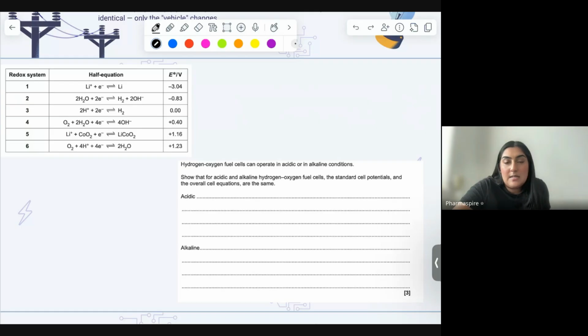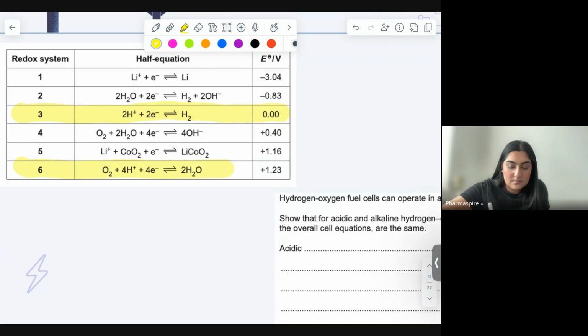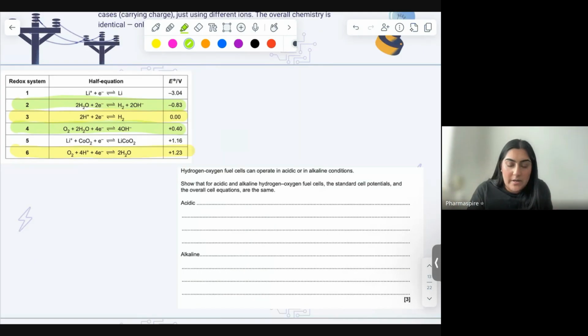So if we look at the acidic conditions, which systems am I going to look at? Which ones show the acidic conditions? 3 and yeah, 6. Okay, which systems show alkaline? Yeah, 2 and 4. So that's what you need to do, so you know where to identify them.